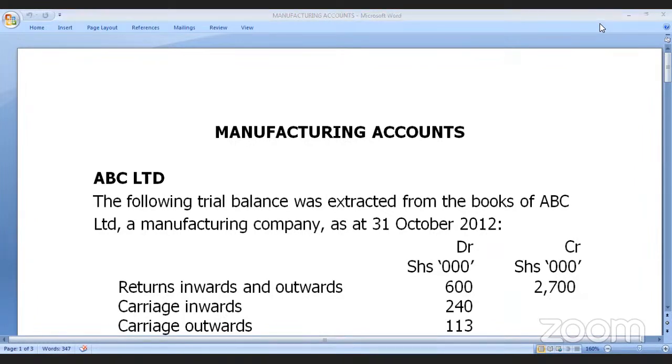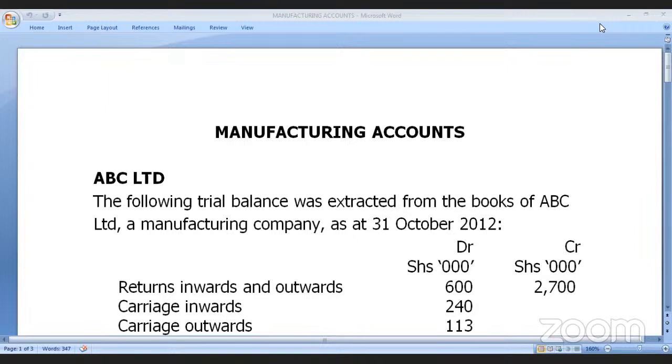So in today's video, I want us to look at preparation of manufacturing accounts. Remember, manufacturing accounts are prepared by those organizations which are engaged in a manufacturing process. It means that these organizations buy the raw materials and convert those raw materials into finished goods. These finished goods are then sold in the market.